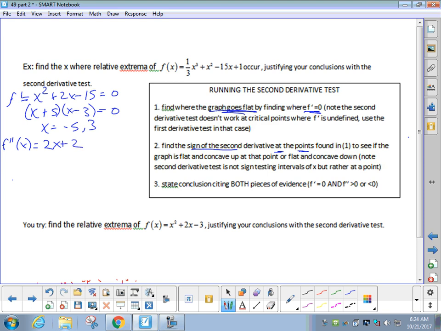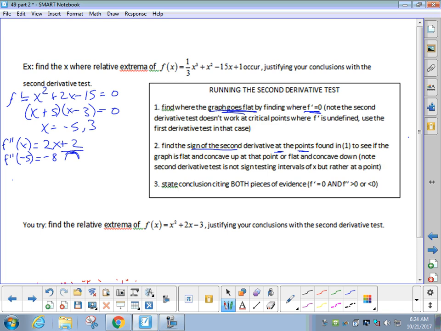Now let's see what's going on at -5. If I put -5 into the second derivative, that'll tell me if the slopes are increasing or decreasing at that point, and so if it's concave up or down at that point, and I'll be able to say what's happening at -5. Well, if I put that in, I get -8. That obviously is less than 0. So we've found a place where the graph is flat, and because the second derivative is negative, it's concave down. Well, we must have a min there.